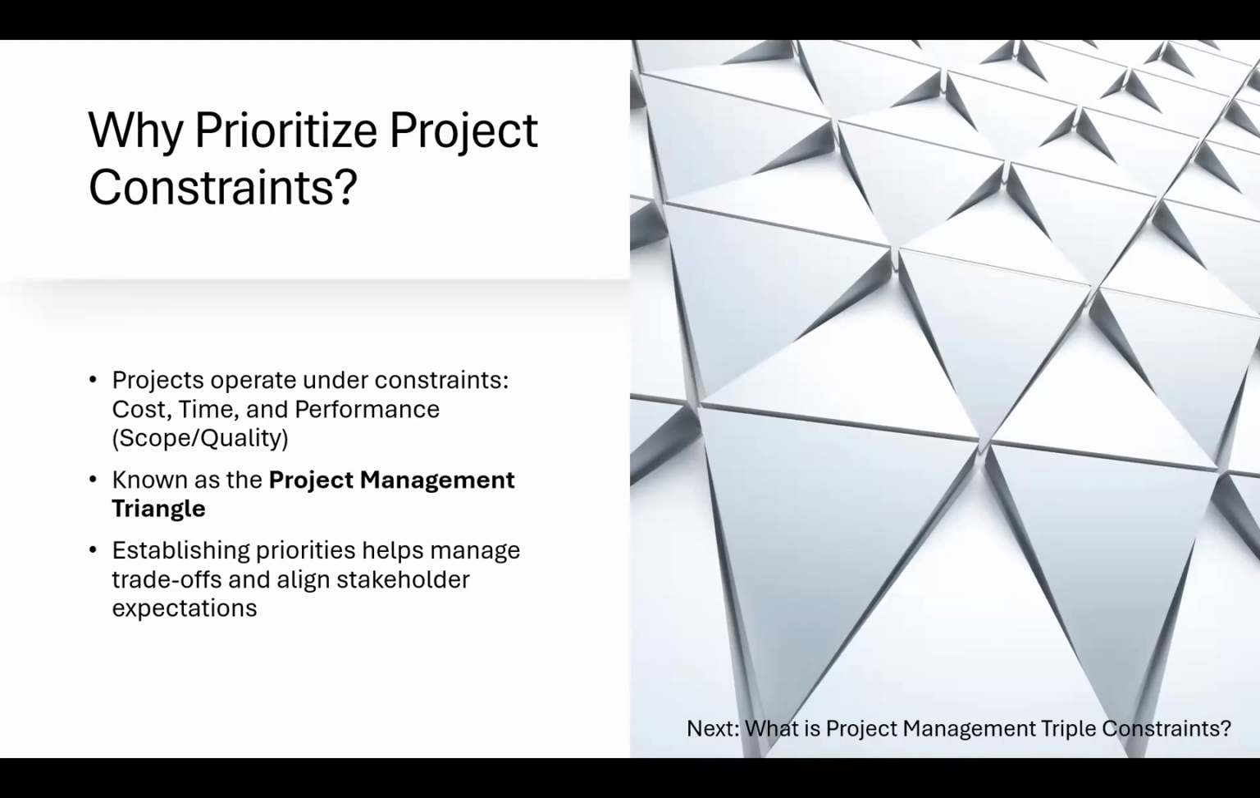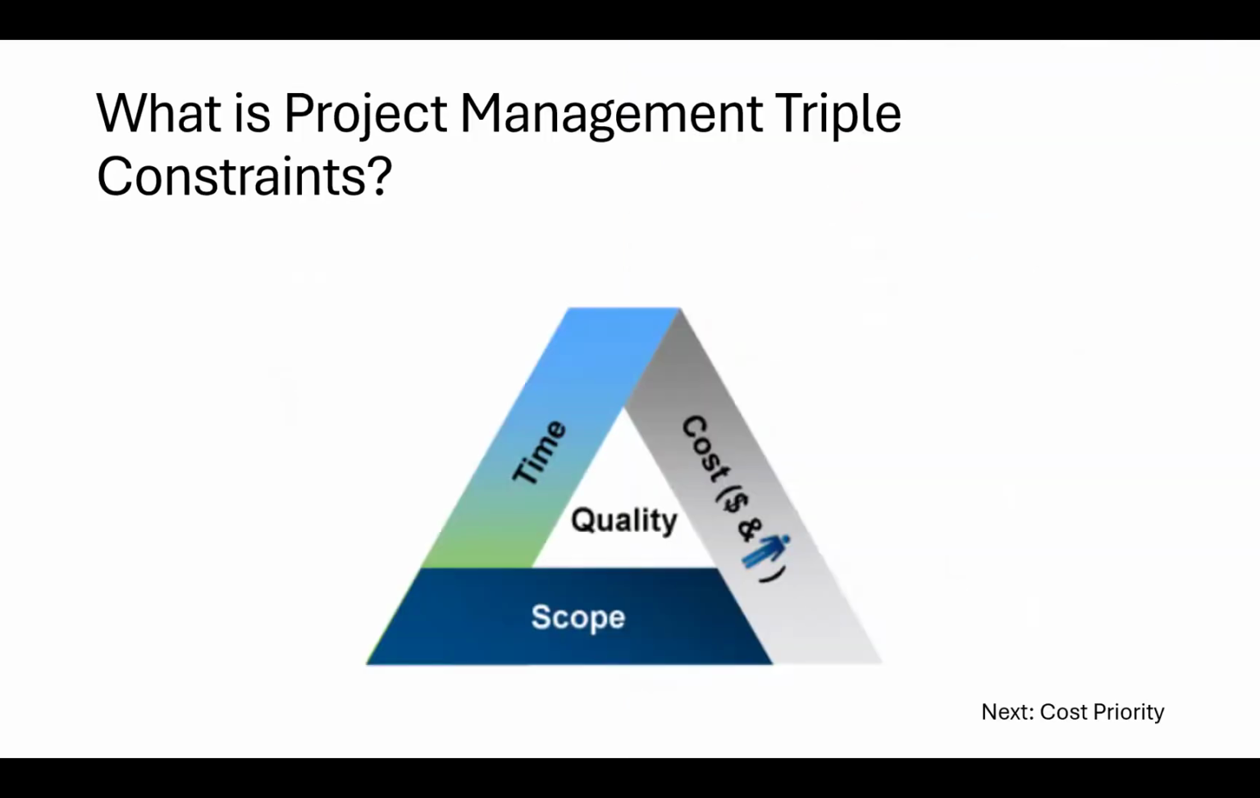Why prioritize project constraints? Projects do operate under constraints. We just talked about the project management triangle. When one thing changes, the other two may be affected. And there's your triangle: time, cost, scope, and quality in the middle.